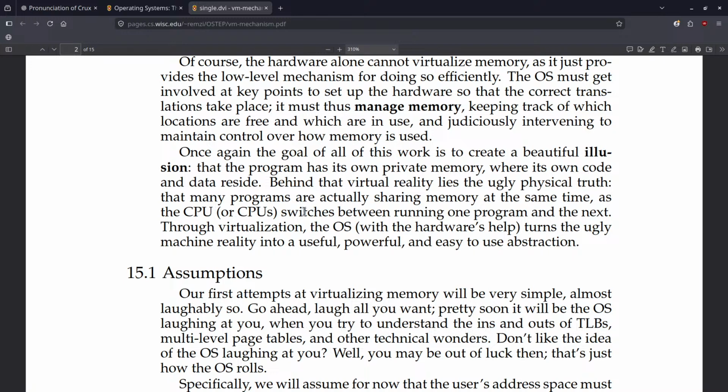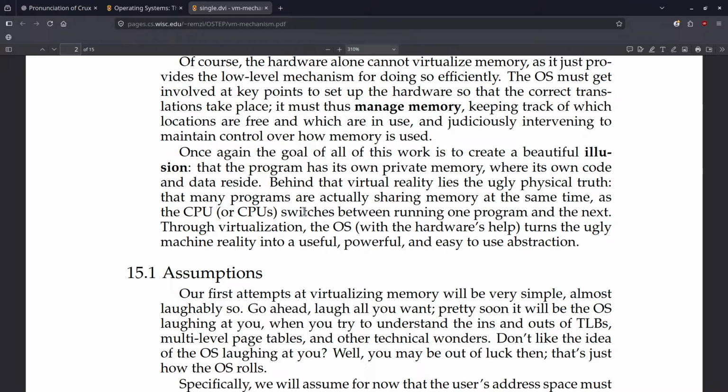To set up the hardware so that the correct translation takes place. It must thus manage memory, keeping track of which locations are freed and which are in use, and judiciously intervening to maintain control over how memory is used. Once again, the goal of this work is to create a beautiful illusion that the program has its own private memory where its own code and data reside. Behind that virtual reality lies the ugly physical truth that many programs are actually sharing memory at the same time.